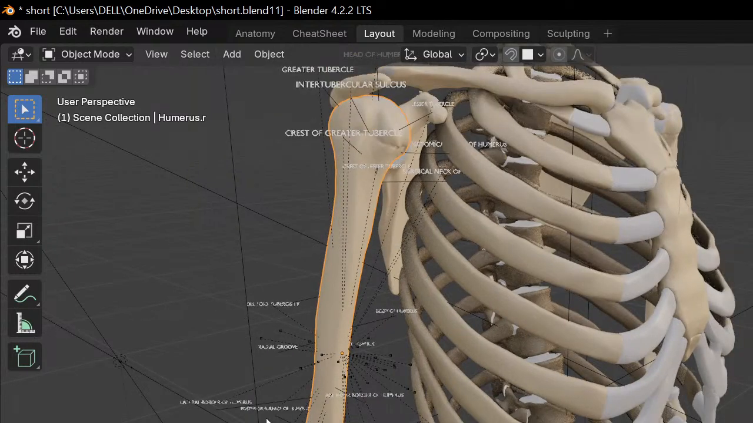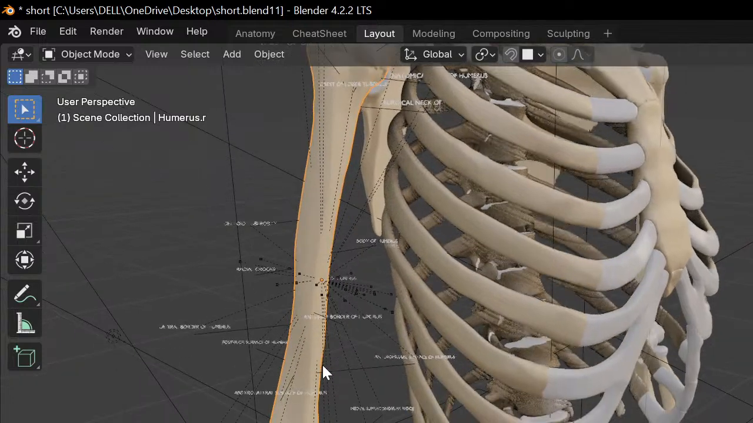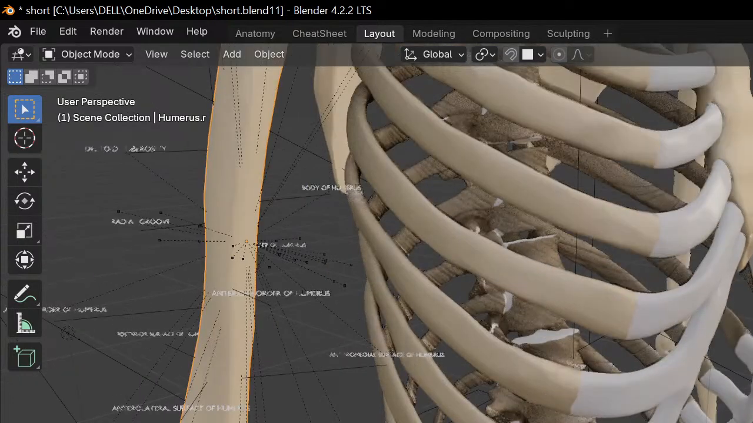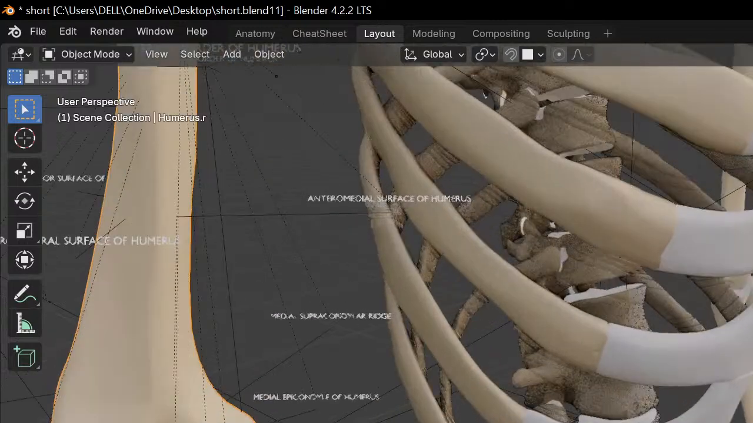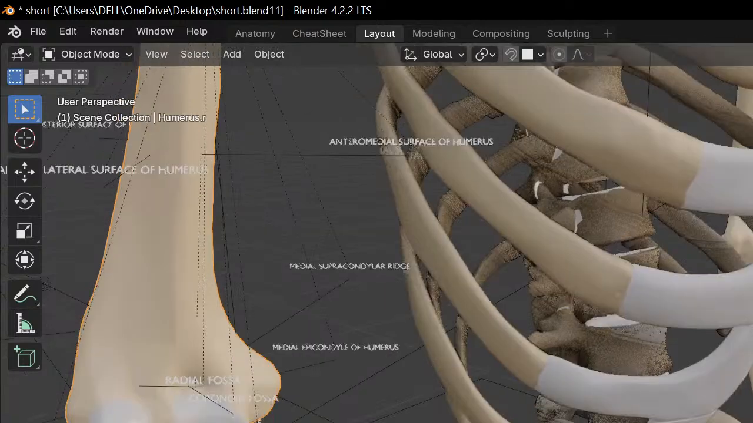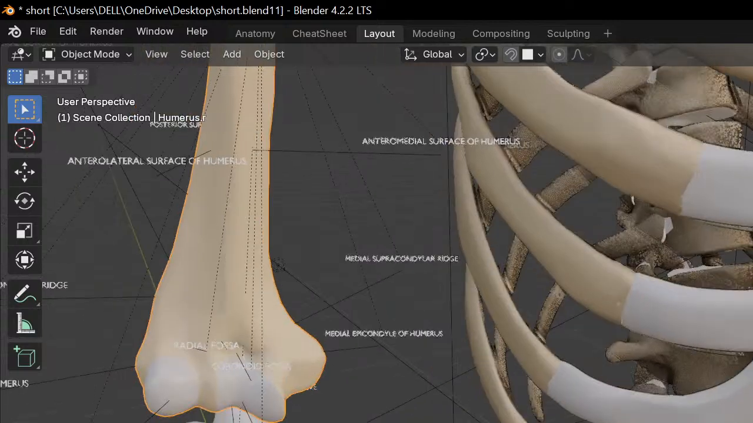At the distal end of the humerus, we have many important bony prominences. If we go to the distal end, we have two projections known as the epicondyles: the lateral and medial epicondyle.